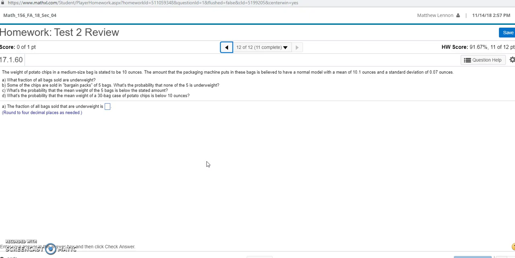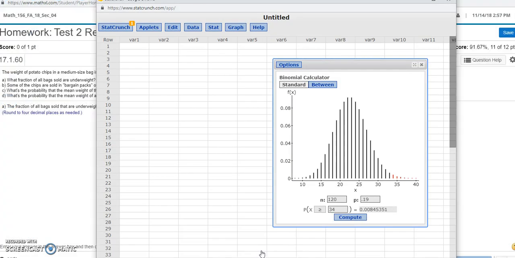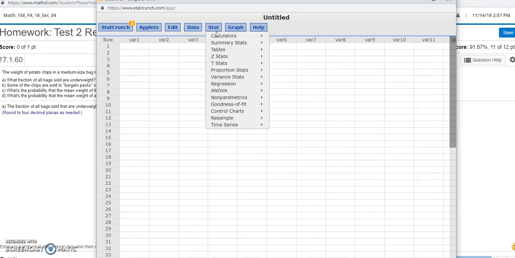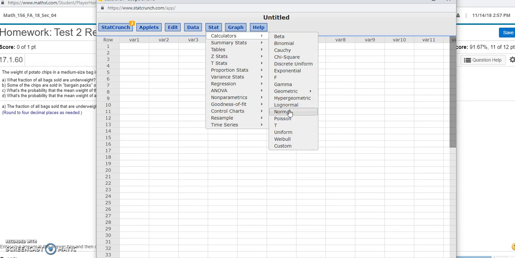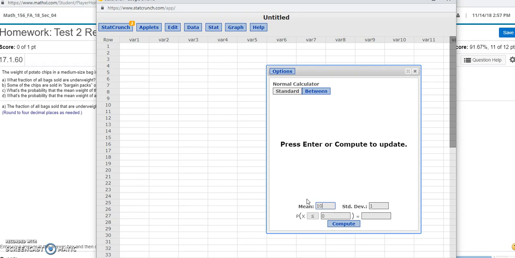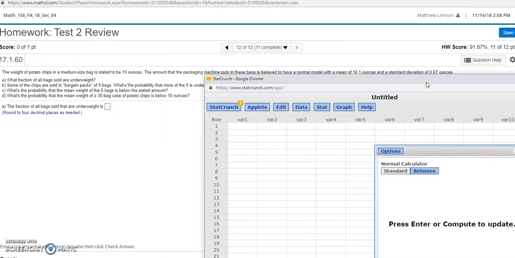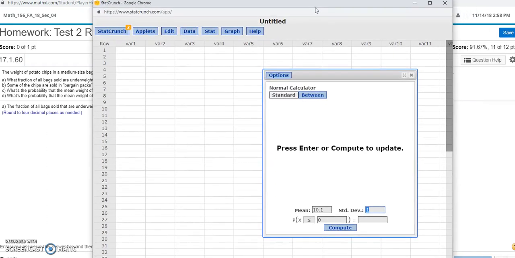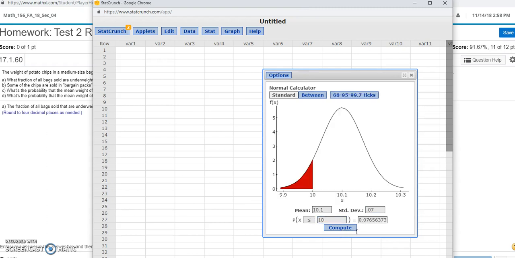So we could use the normal model on StatCrunch again. So let's go back to the normal calculator. Stat calculator, normal calculator. For us, the mean was 10.1 with a standard deviation of 0.07. So we're trying to figure out what percentage are actually under 10, the amount that they advertise. To 4 decimal places, that's 0.0766 when you round up to 5.